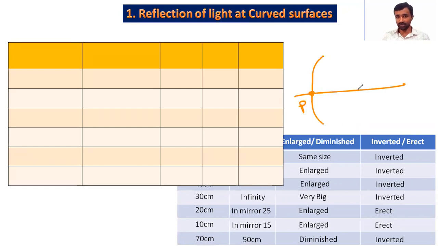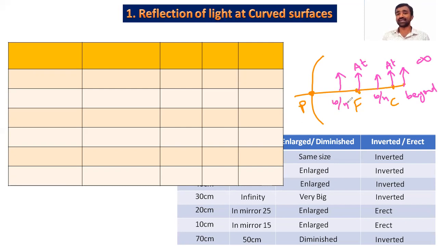So this is pole, this is focus, this is center of curvature. So I have possibilities to place the object at a very far distance. We can call it infinity, and just outside the center of curvature I am calling beyond. At center of curvature, right? Next between F and C. Next at focus. Next between.